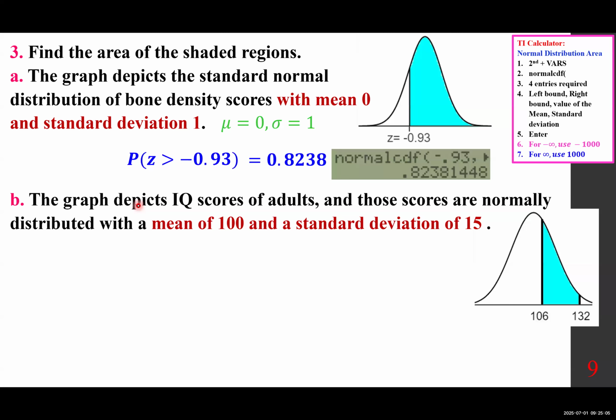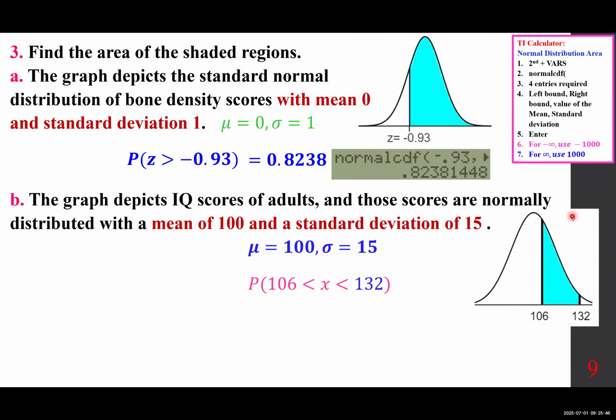The graph depicts IQ scores of adults. And those scores are normally distributed with a mean of 100 and a standard deviation of 15. So what is given? Mu is 100, sigma is 15. It's very important to realize almost every question in statistics is a word problem, so you have to translate it symbolically. And so we are interested in finding the probability between 106 and 132.